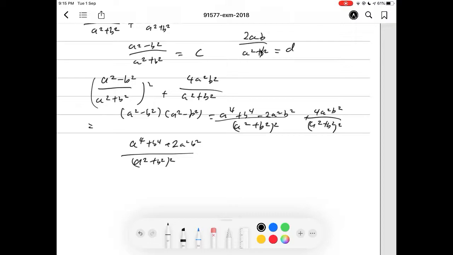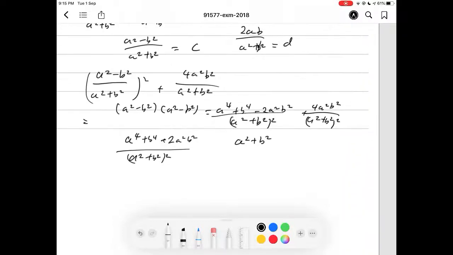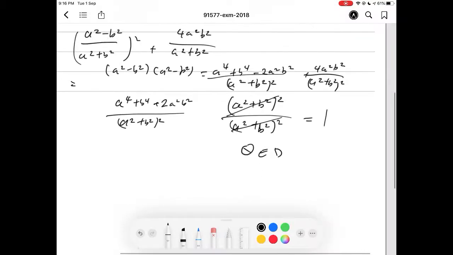And we can actually factorize the numerator. If we factorize the numerator, we'll get a squared plus b squared, squared, divided by a squared plus b squared to the power of 2. They will cancel each other out and we will get 1. And that is our QED, as required. And that is our final answer here, which is an excellence level question.